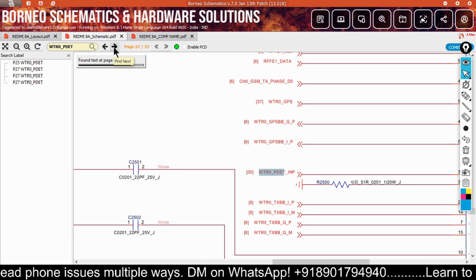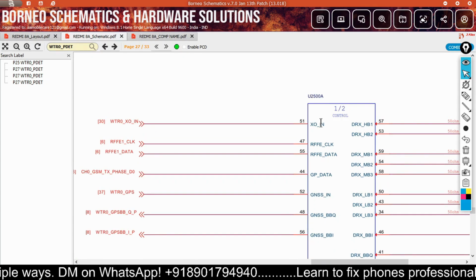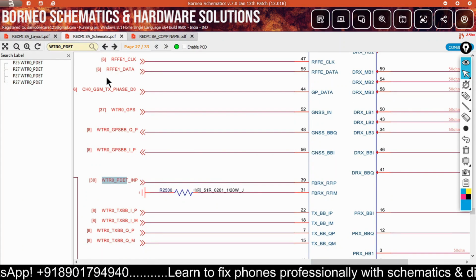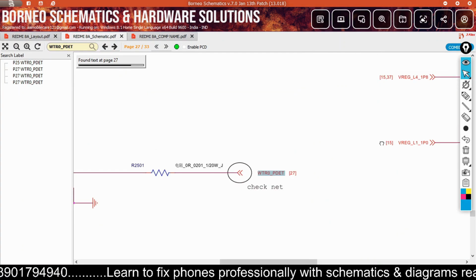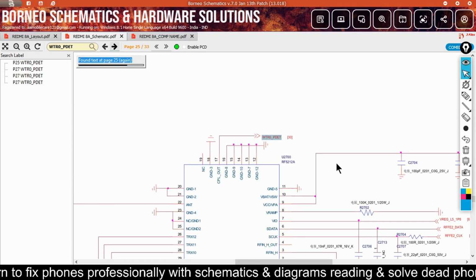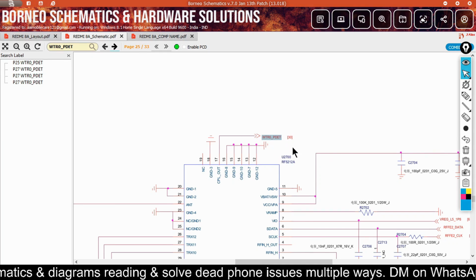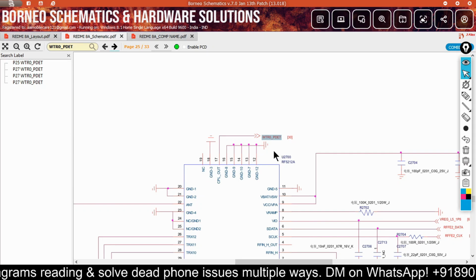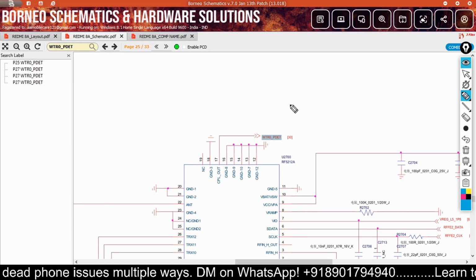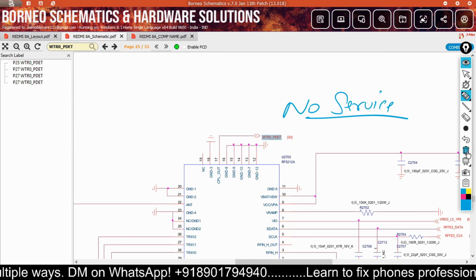Now when you go to the next, this line is connected to the WTR IC, called CPL. Right here. So if this line is not connected to the 2GPA, your phone will be in no service. So let's clear this.